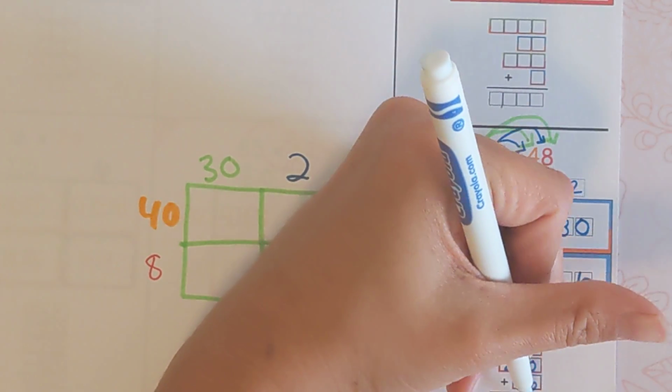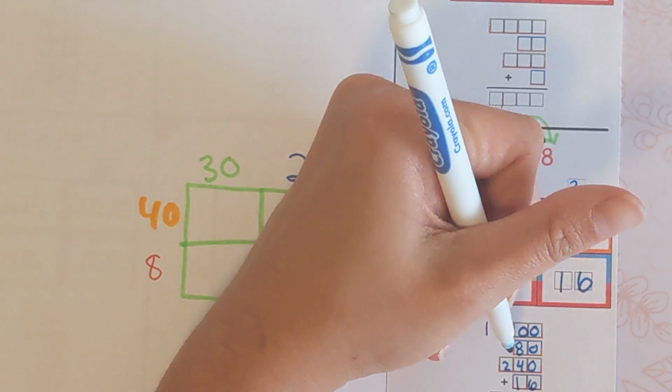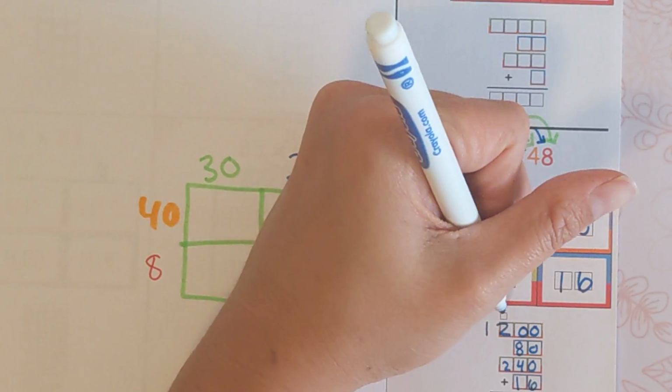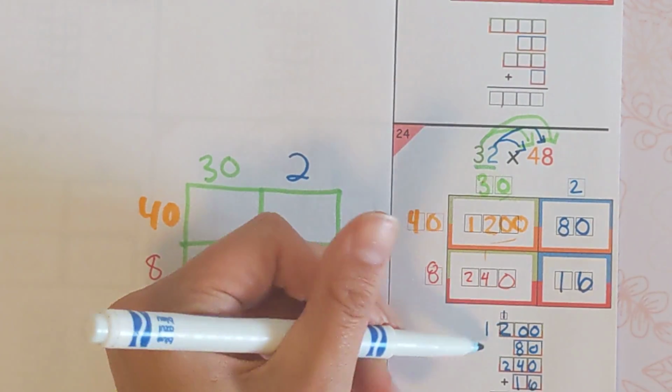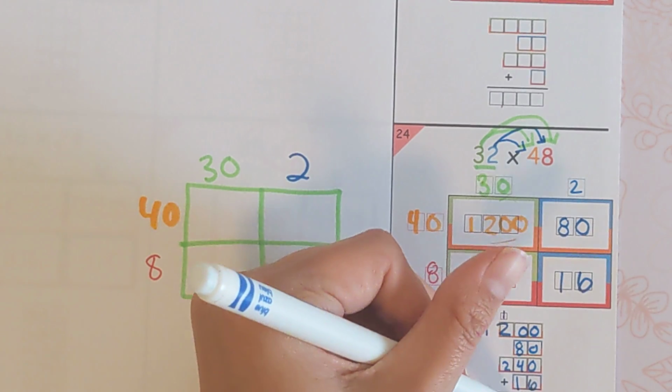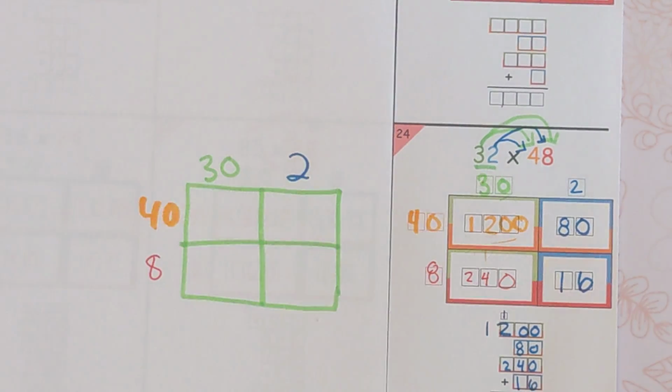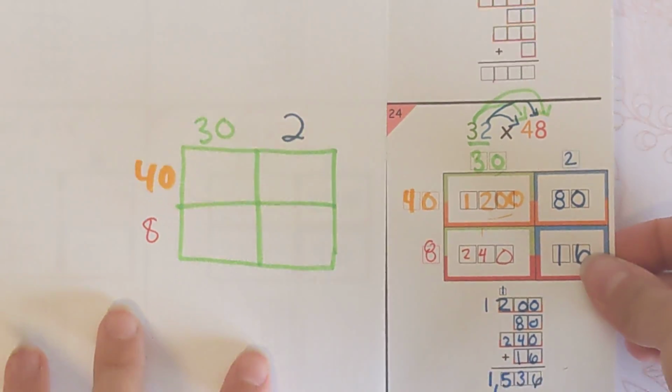0 plus 0 plus 0 plus 6 is 6. 0 plus 8 plus 4 plus 1 is 13. We're going to carry right there. 1 plus 2 plus 2 is 5. And then 1 plus nothing is 1. So we got 1,536. And let me scooch that up for you.